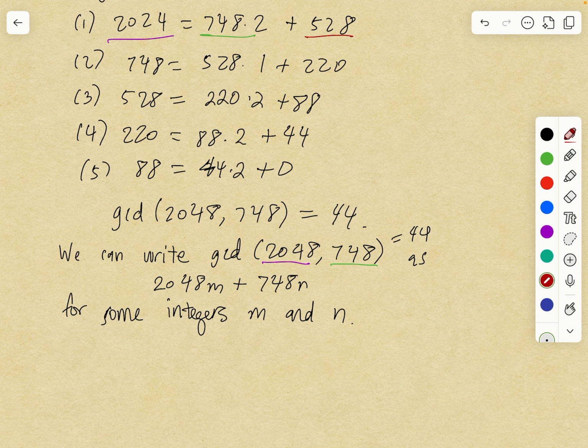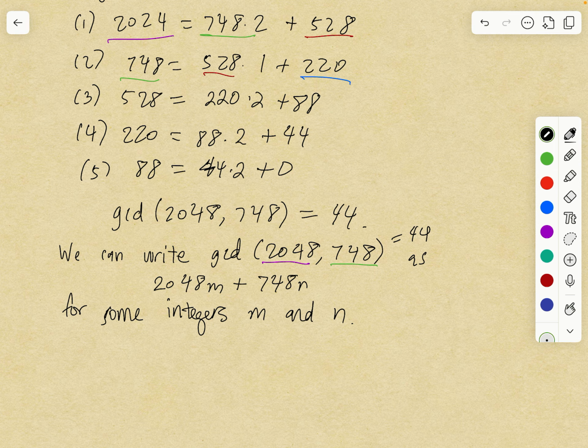Now 528, if you look at equation 2: 748 is 528 times 1 plus 220. So if I can write 528 in terms of 2024 and 748, then I can use the second equation to write 220 in terms of 2024 and 748. And then I can just keep going until I get to 44. So that's the idea. Okay, let's actually write down how it works.